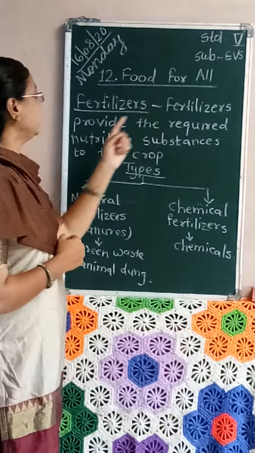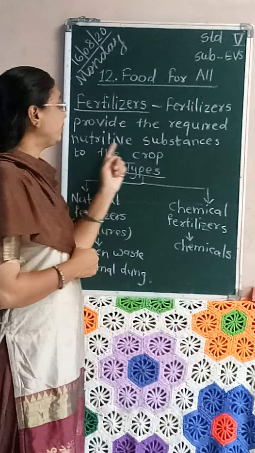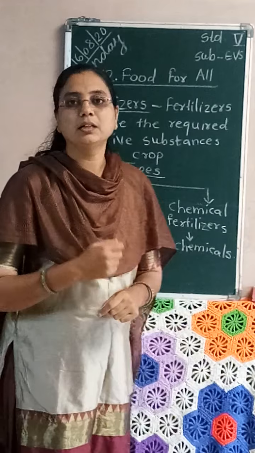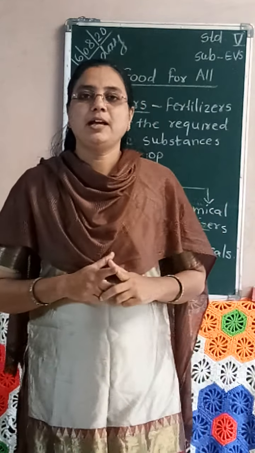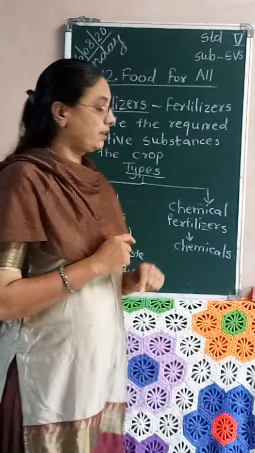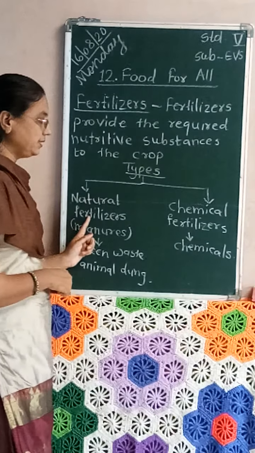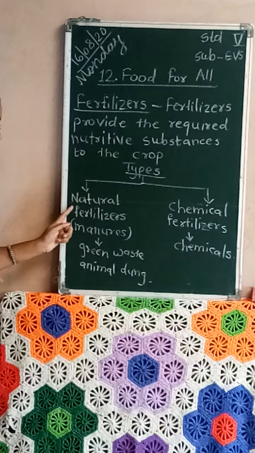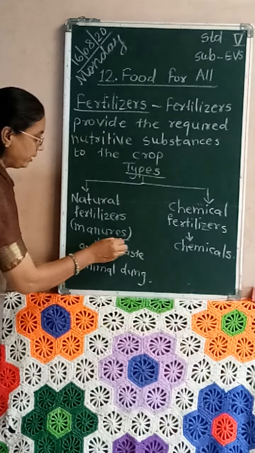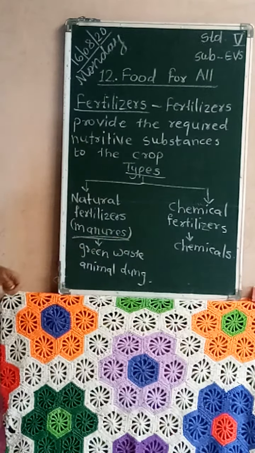So what does it mean, fertilizers? Fertilizers provide the required nutritive substances to the crop, and because of that it also increases the fertility of the soil and the farmer gets a good harvest also. Fertilizers are of two types: natural fertilizers and chemical fertilizers. Natural fertilizers are also known as manures.